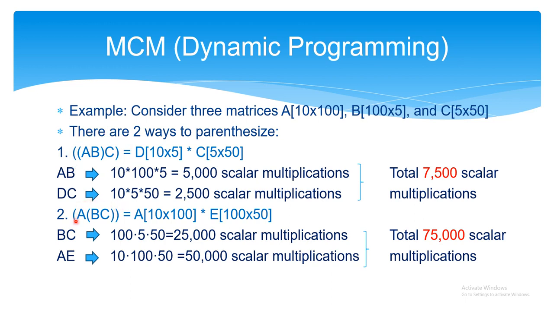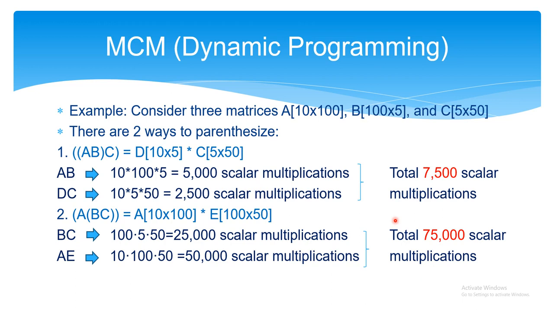But if I try the other way, you see how drastically the number of scalar multiplications increases, right? So we have to be careful and choose the best way in which we should multiply our matrices. This is the ultimate goal while performing matrix chain multiplication using dynamic programming, and not the answer of the multiplication. Okay.